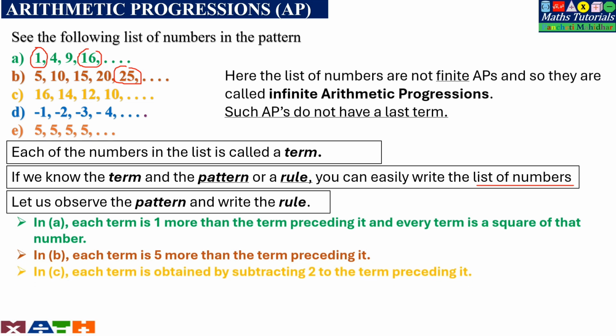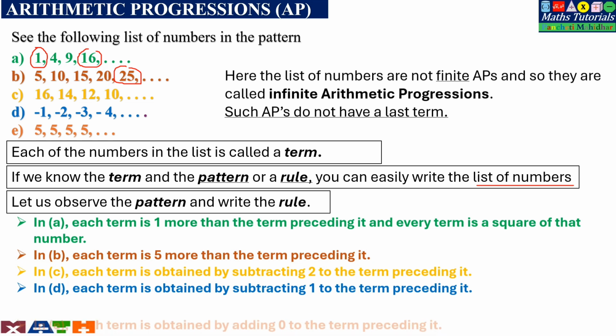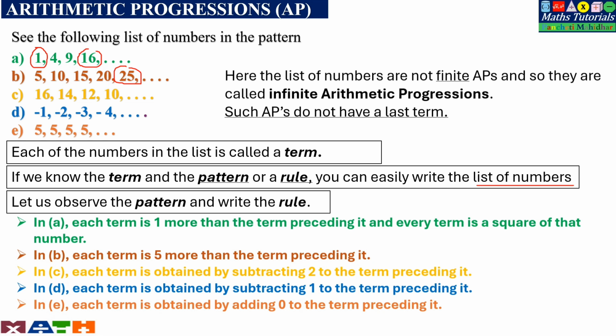In C, each term is obtained by subtracting 2 from the term preceding it, where it is in decreasing order and the common difference is 2 here. In D, each term is obtained by subtracting 1 from the preceding term. We are adding minus 1 to the first term, and so on. In E, each term is obtained by adding 0 to the term preceding it.